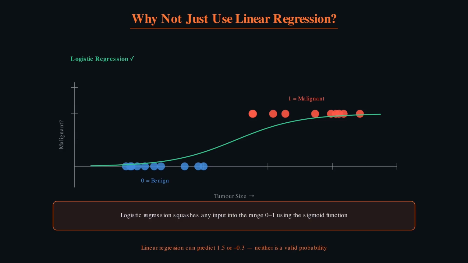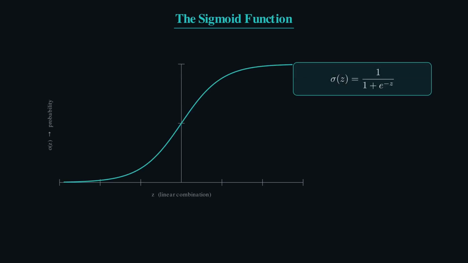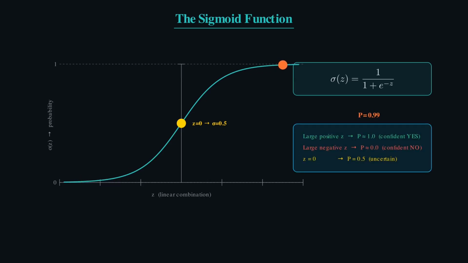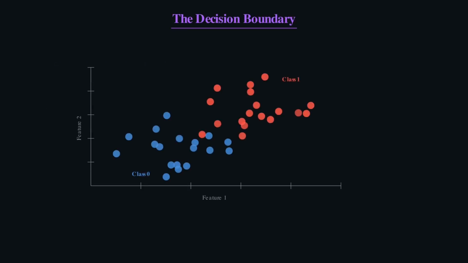The fix is the sigmoid function. It takes any number, large, small, negative, positive, and squashes it into the range 0 to 1. This is the key insight that makes classification work. The formula is sigma of z equals 1 over 1 plus e to the minus z. At z equals 0, the output is exactly 0.5. Push z large and positive and the output approaches 1. Push it large and negative and it approaches 0. Whatever you give it, you get a valid probability back.